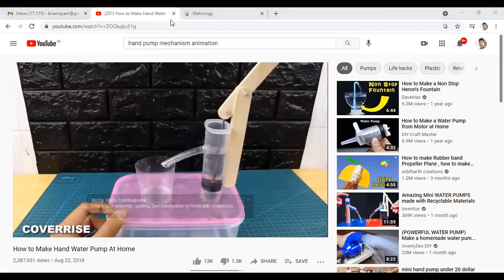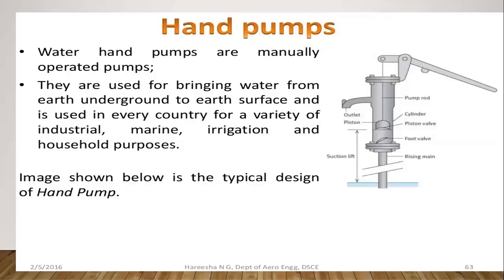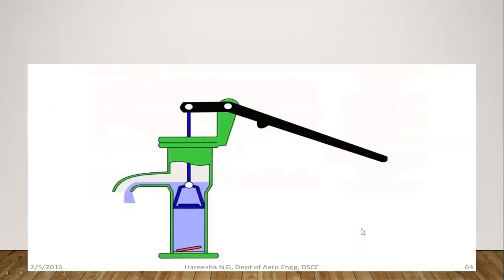So these are all the inversions of the single slider crank mechanism. In the next class we will define some more mechanisms in a single slider crank chain. Thank you.